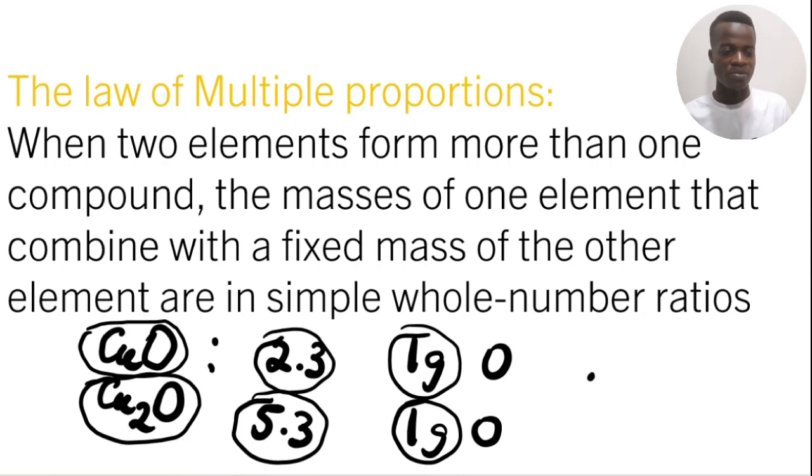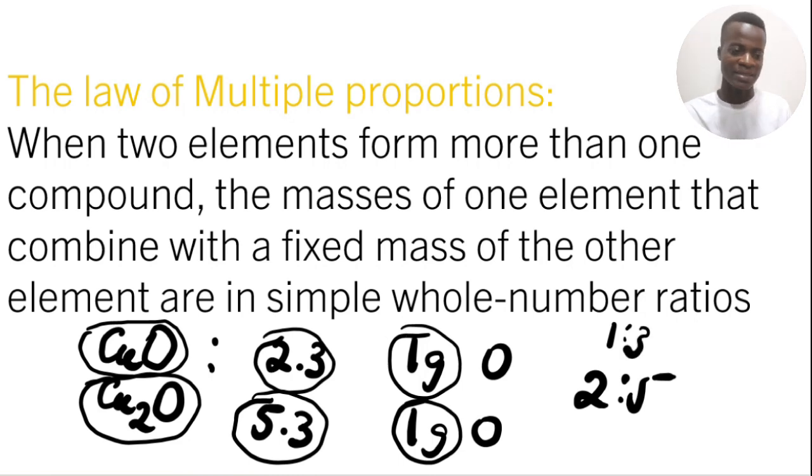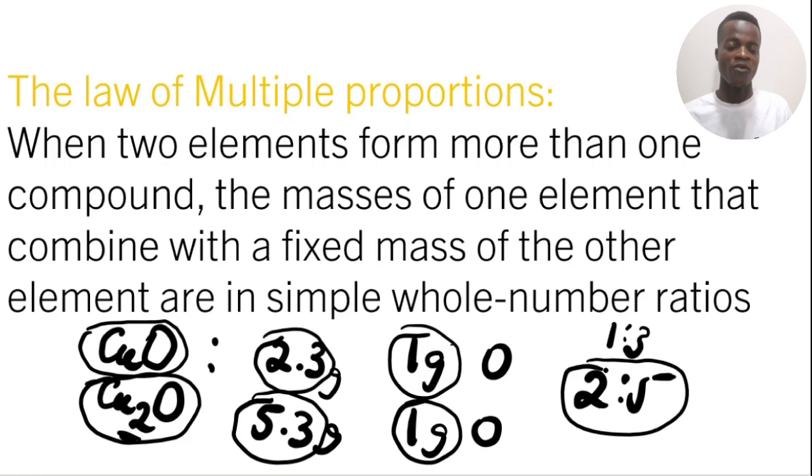So maybe in this case it's going to be 2:5. In other cases it's going to give you 1:3, or depending on whatever you have, right? We are actually referring to the mass measured in grams, not the number of copper atoms or whatever. So if you keep this one as 1 gram, the varying one in the two cases, in the more than one compound, will be in a simple whole number ratio. That's what we are going to have at the end of the day.